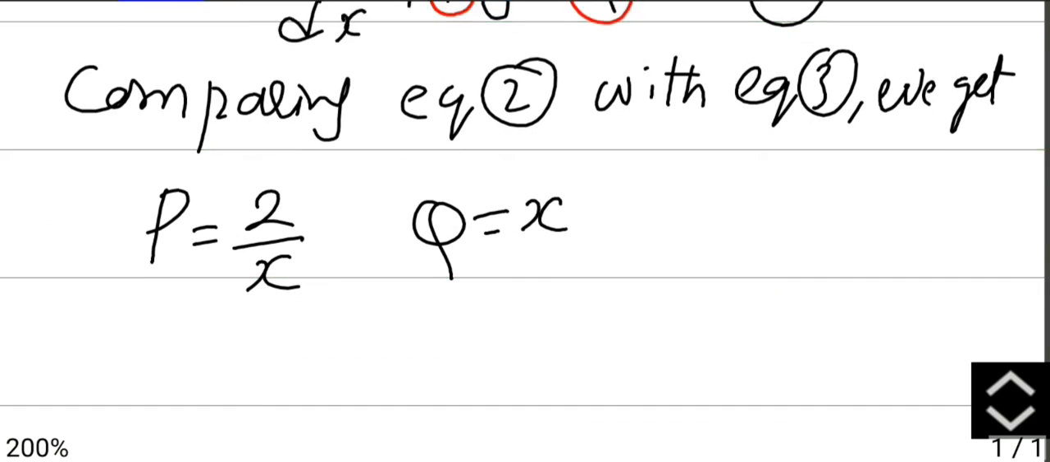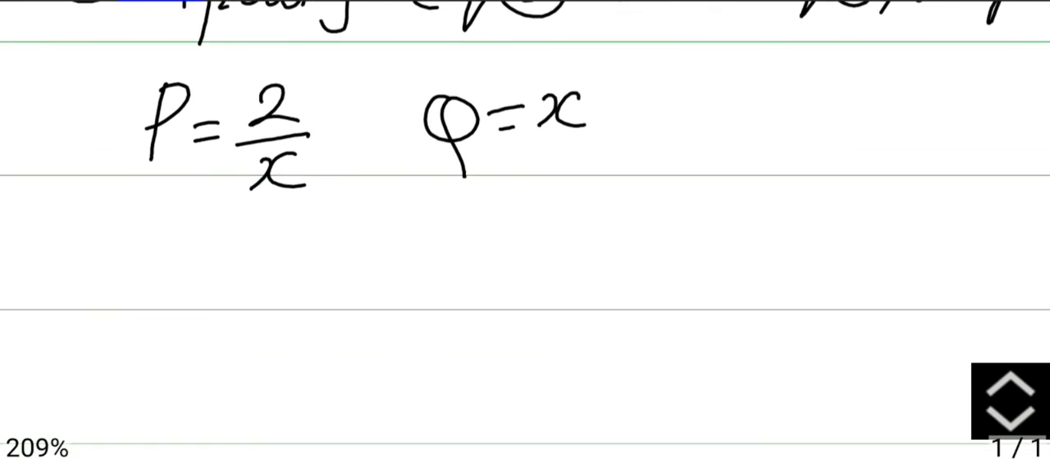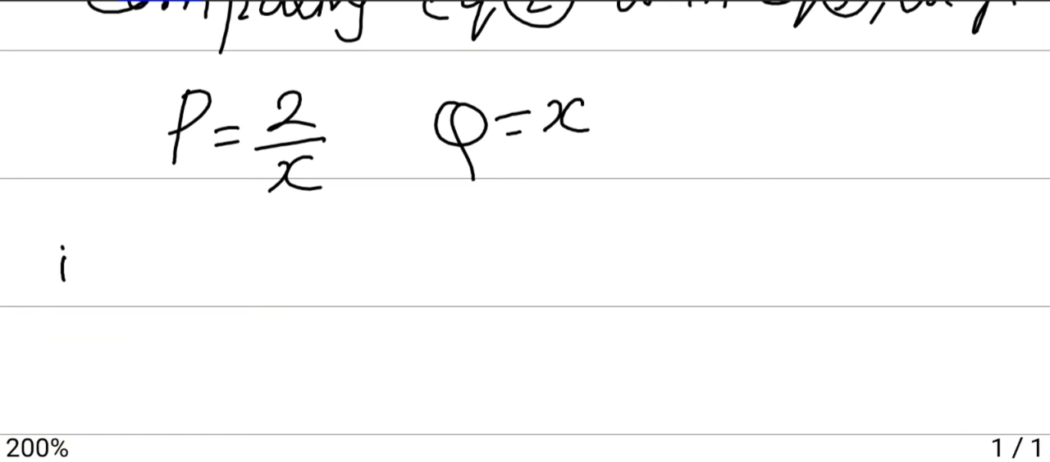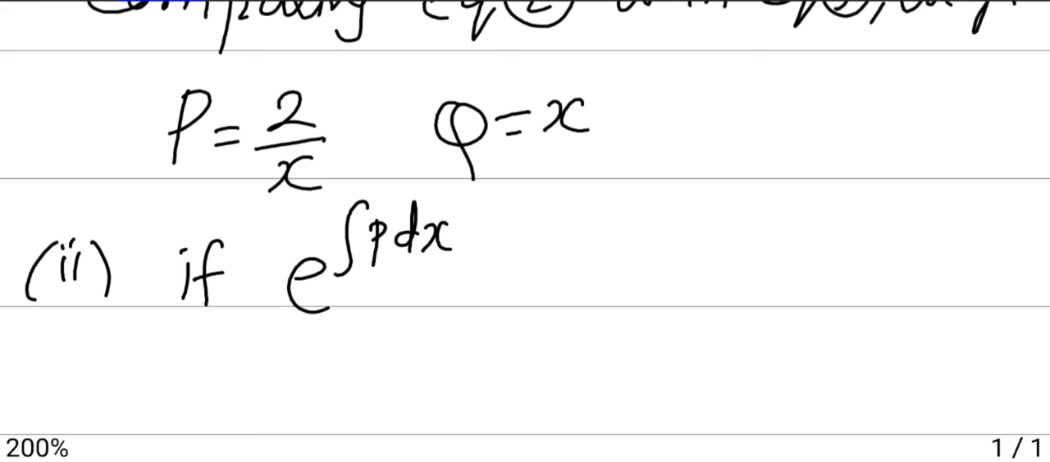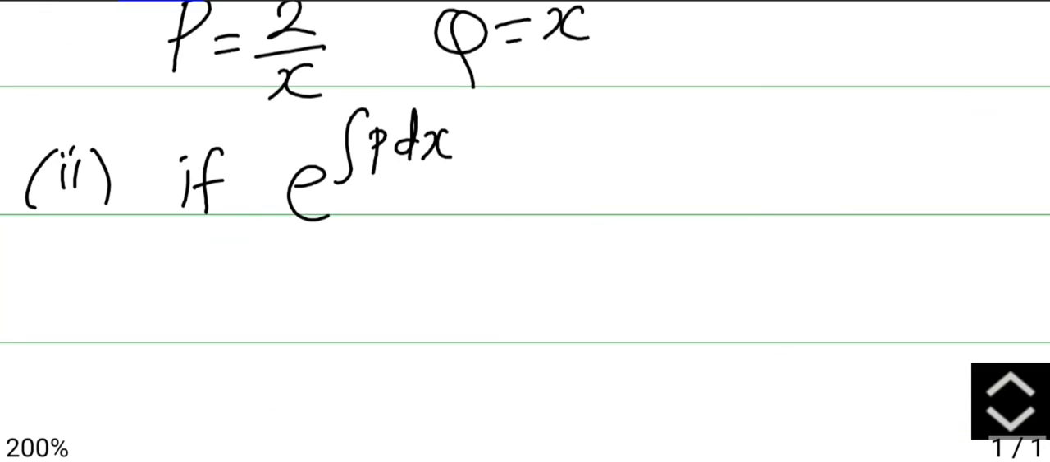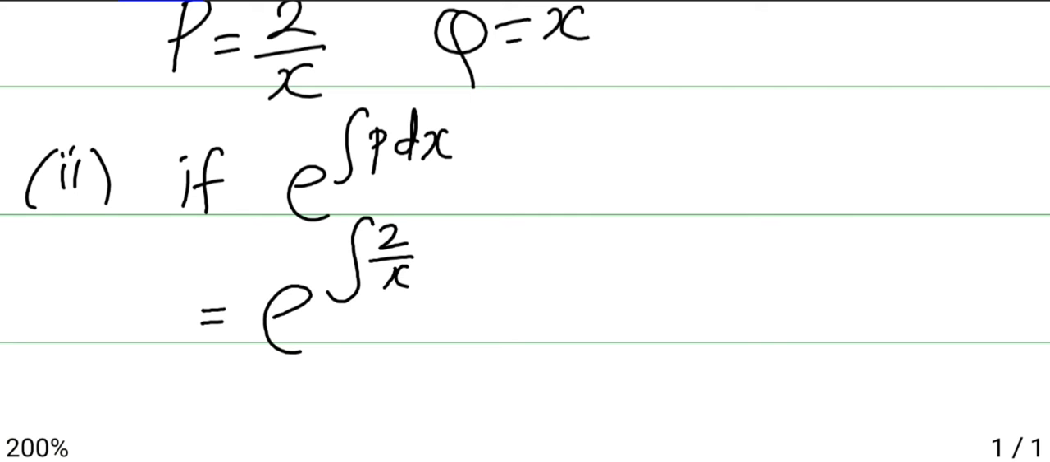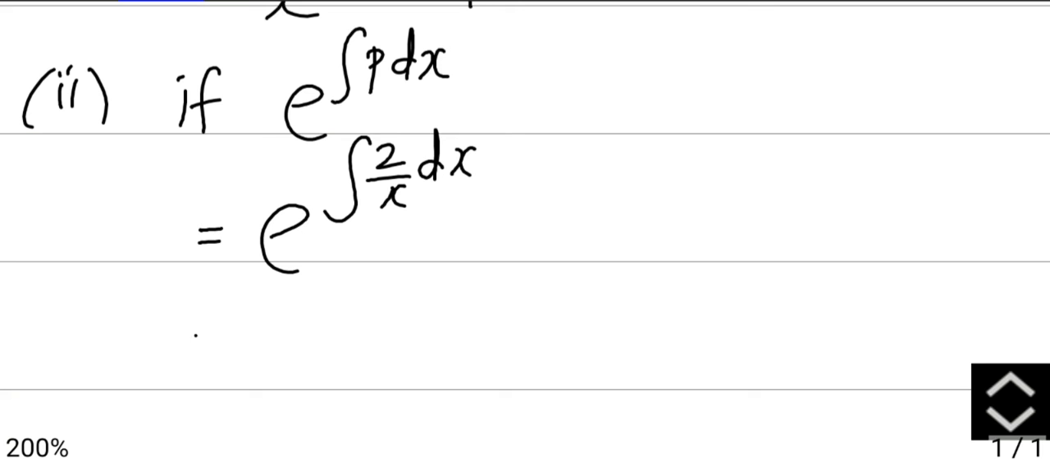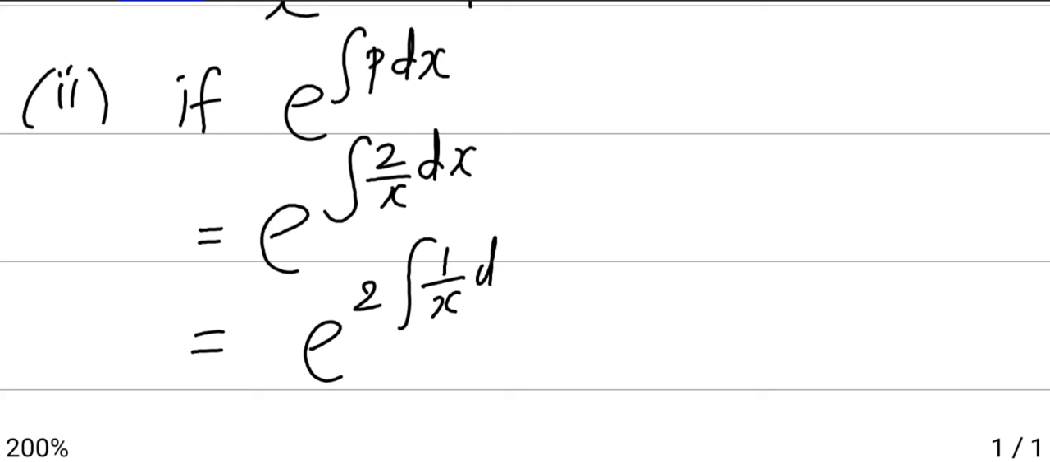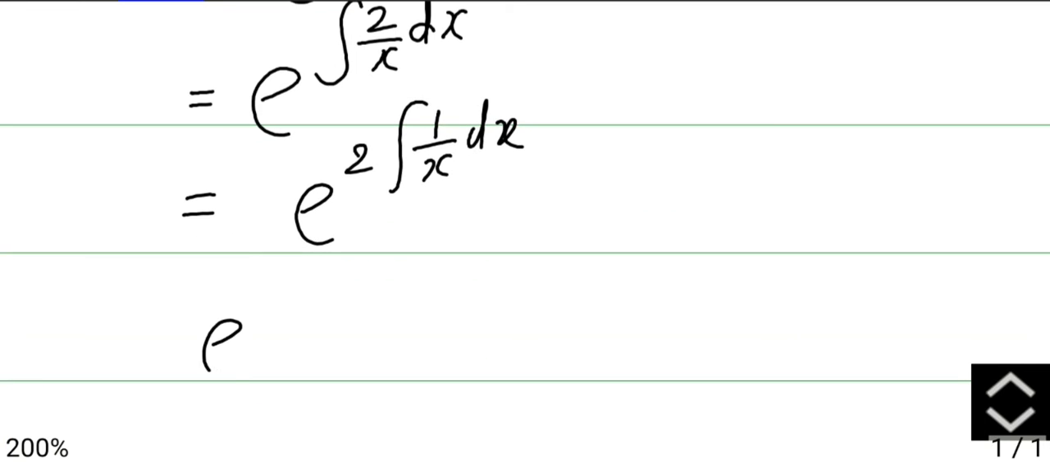So this is the first step of finding the general solution of a differential equation. Then the second step is e power integral of p dx. Then substitute the value of p. So you get e power integral of 2 by x dx. This 2 you take outside, it becomes e power 2 times integral of 1 by x dx. So integral of 1 by x is nothing but log x.